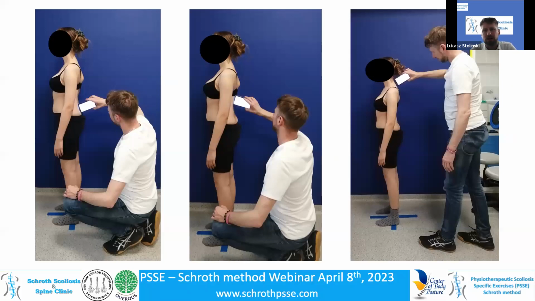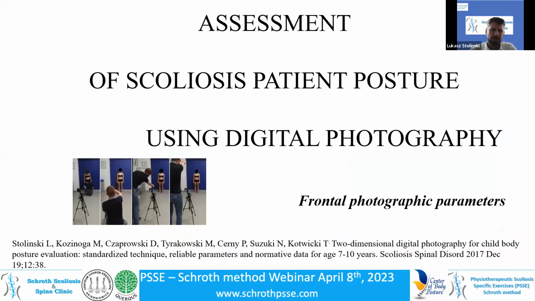Because of lack of time, I would like to present only some simple photos which illustrate a measuring process. Recommended for documentation and quantitative assessment of the body of a scoliosis patient can be the digital photography technique.